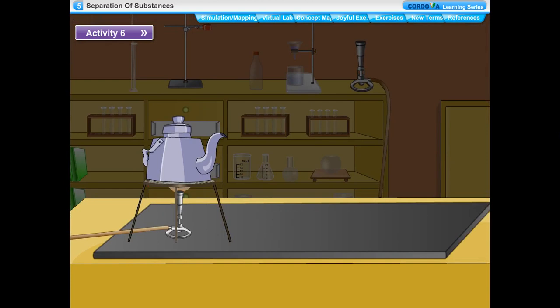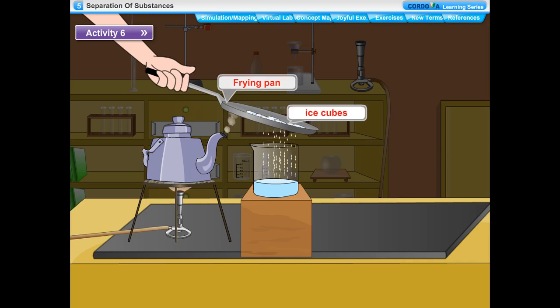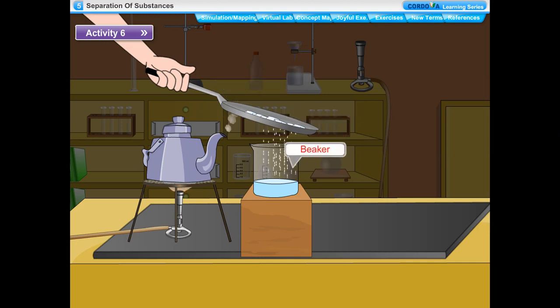Take a frying pan with some ice cubes in it. Hold the frying pan in a slanting position, just above the spout of the kettle. We observe that when the steam comes in contact with the frying pan, cooled with ice, it condenses to form droplets of water on the underside of the frying pan.